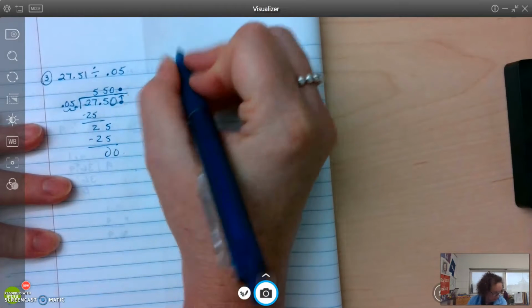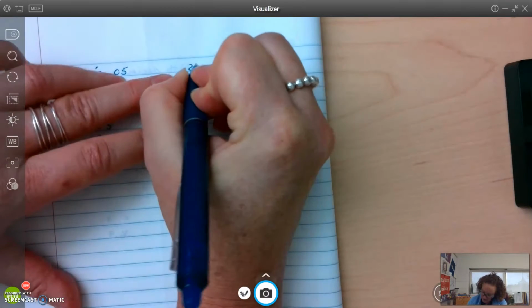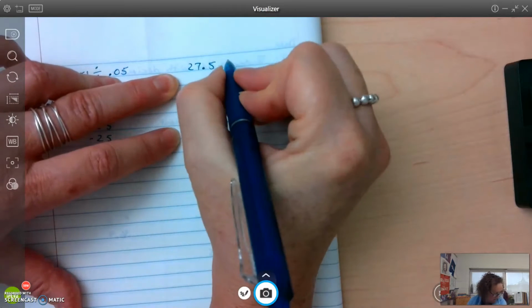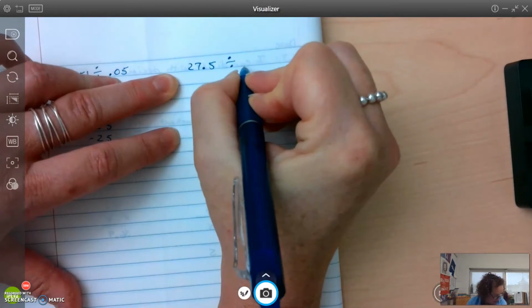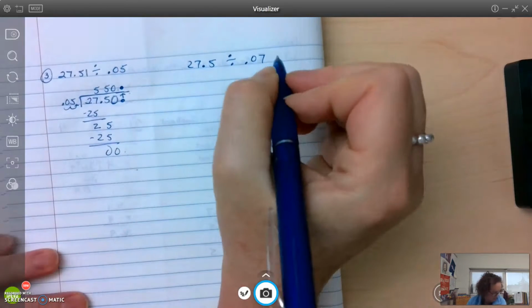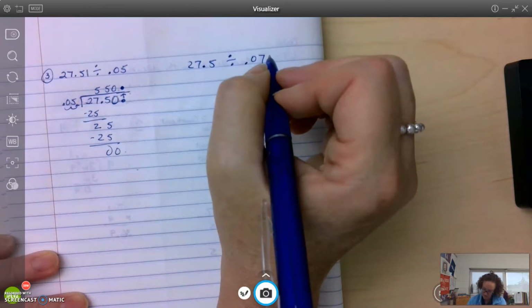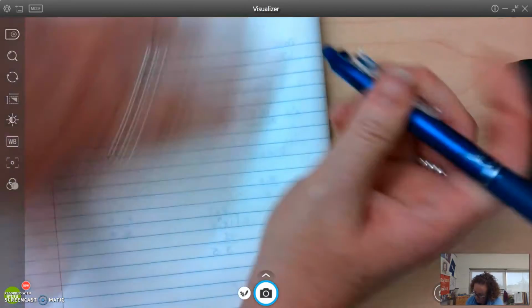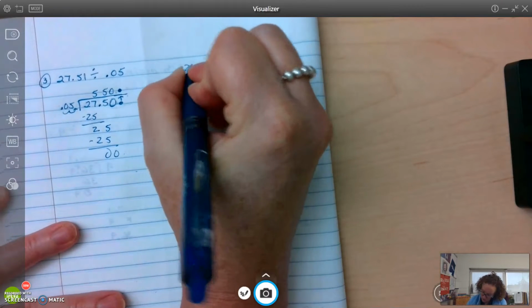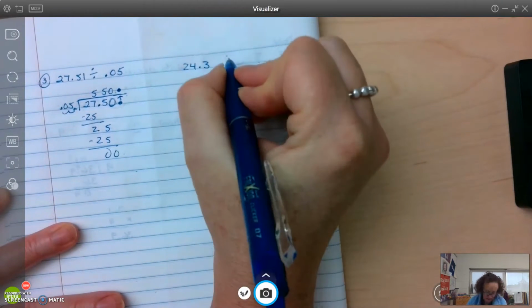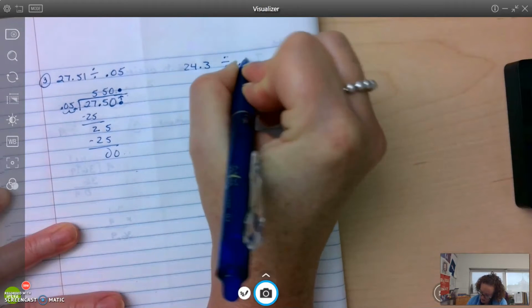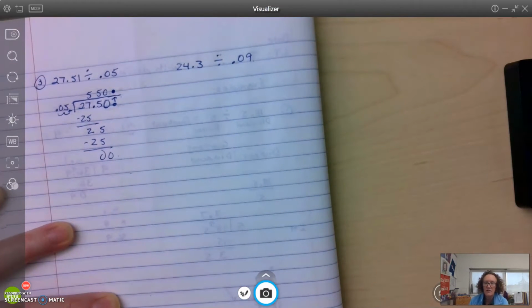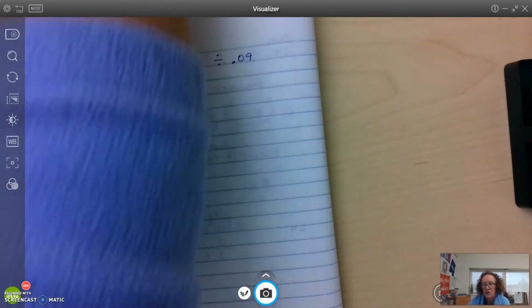A sample for you to do along these lines is 27 and 5/10 divided by 7/100. I'm sorry, I wrote down the wrong problem there. Let's do 24 and 3/10 divided by 9/100. Again, I'm going to pause the video, you enter your answer, and then you can continue.